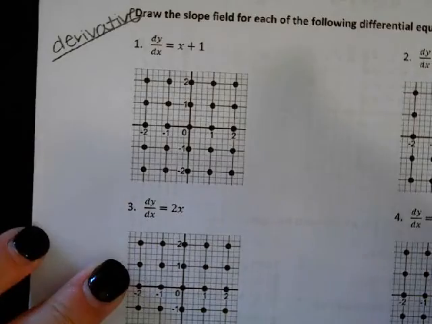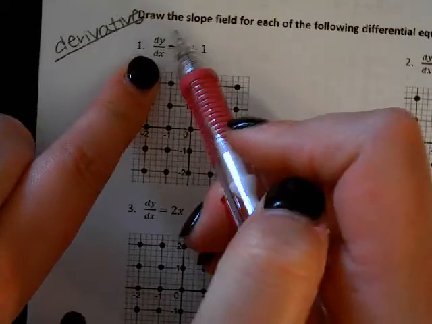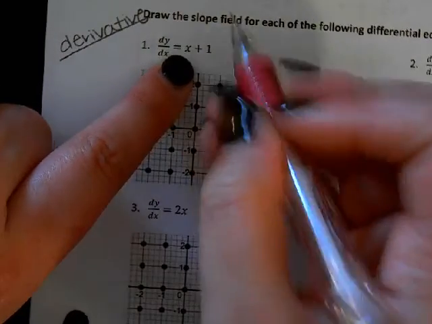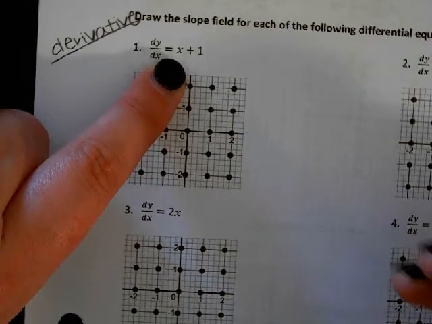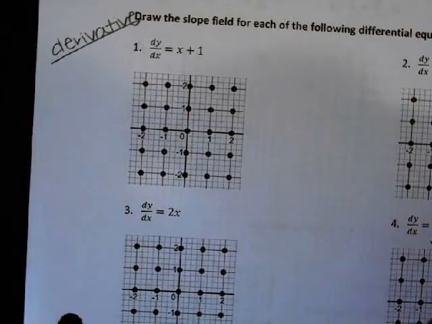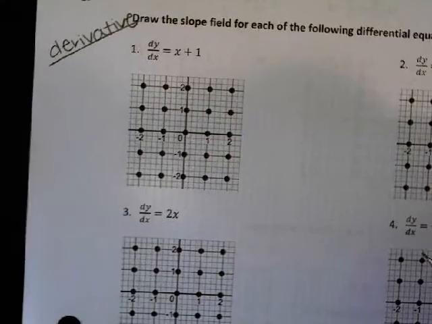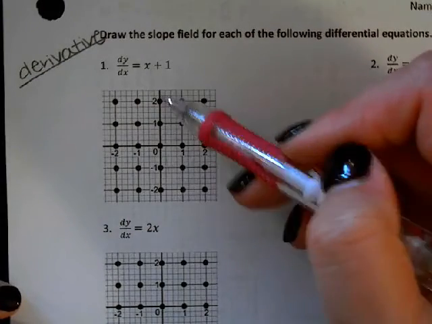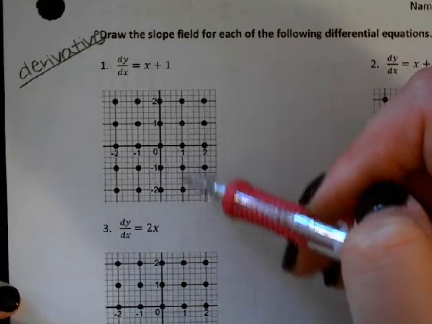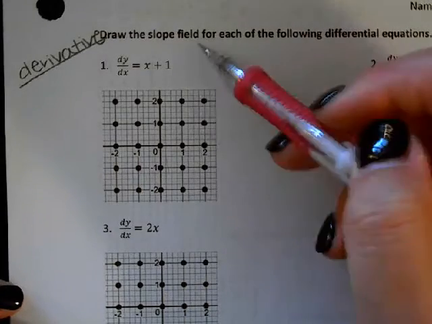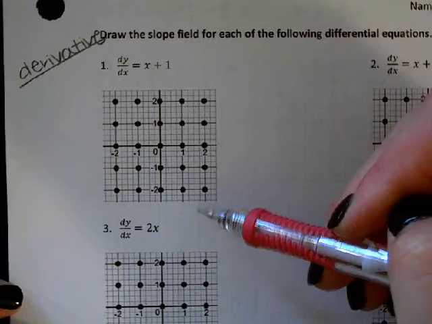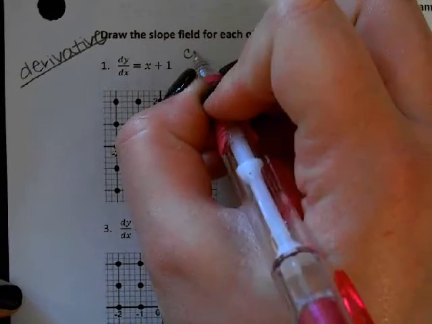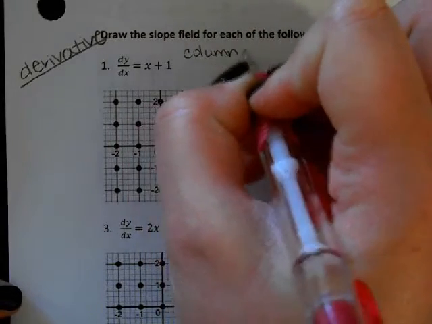Whenever I see dy/dx equals something with just x's in it, then I know that the y value is going to have no influence whatsoever. Does that make sense? The y doesn't have any input. So that means that for the columns, x equals 0, x equals 1, x equals 2, the x values are the only thing that matters. So the columns are the same.